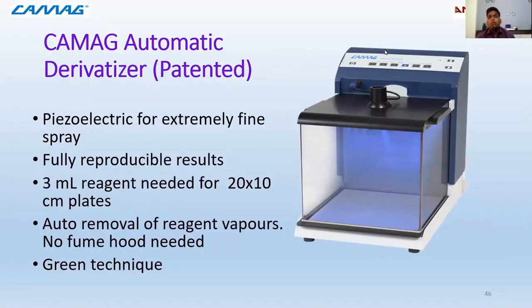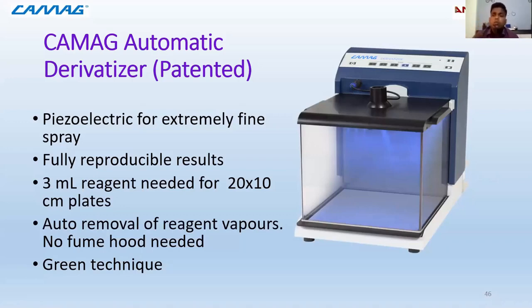So for derivatization, you can use this KASC derivatizer. It is the patented technique. It works on the piezoelectric effect. So here you can see these are the nozzles. This is the blue color nozzle. Like this, there are three more nozzles: yellow, red, and green. And this is blue. So four types of nozzles were there.